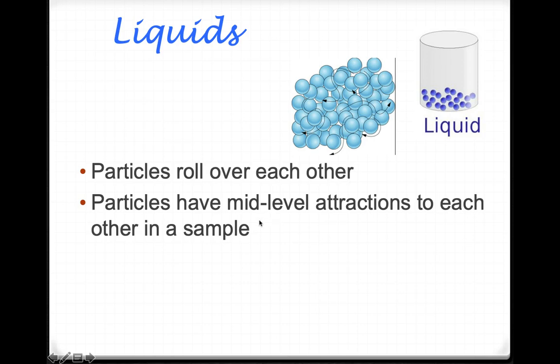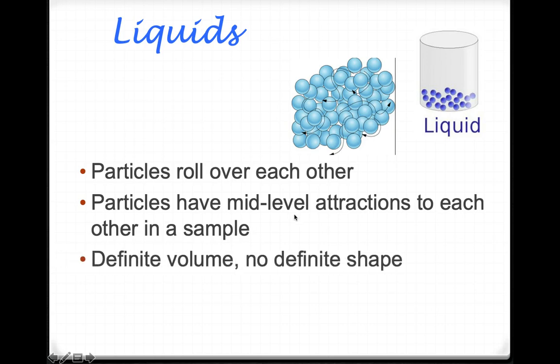This is why you can pour a liquid. If you tip over a liquid sample, the particles just have a continual stream because the particles are attracted to each other instead of just falling out in clumps. They have a definite volume, but not a definite shape. So, because the particles are rolling over each other, they'll roll and fall over each other to match the shape of the container, but the volume is the same.